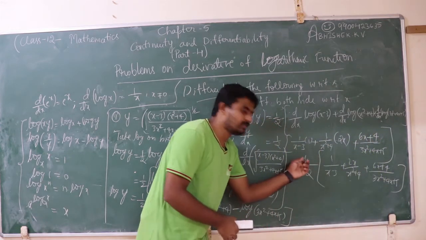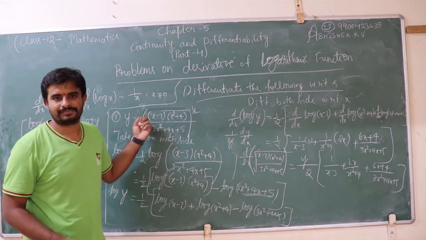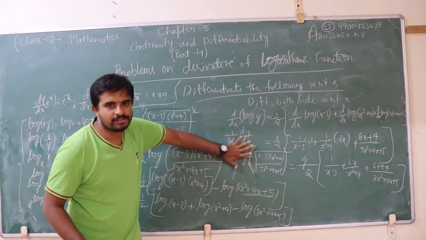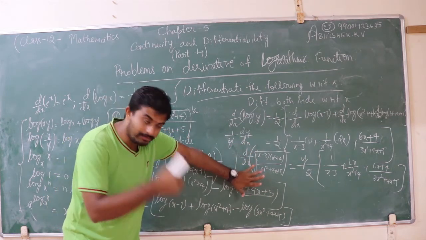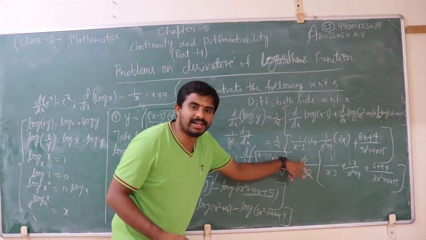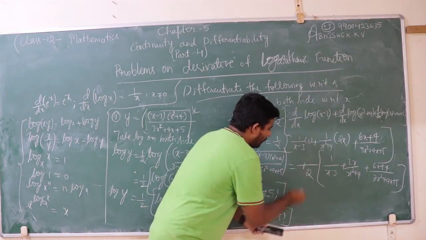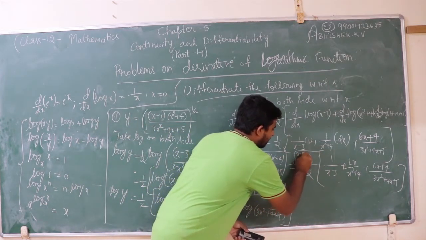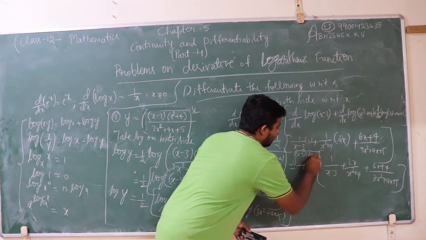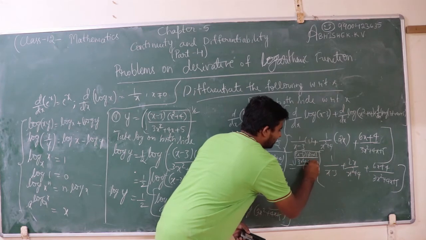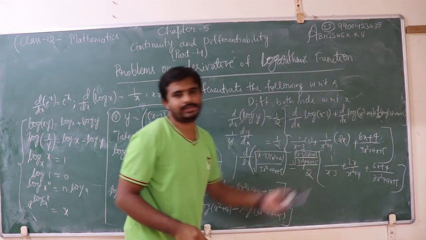We should replace this y. What is y in the given question? We need to find the derivative of this function, so this is not the final answer. This is the final answer. From this also we should replace this y. What is y? Square root of the given expression: y is equal to the square root of (x minus 3)(x squared plus 4) divided by (3x squared plus 4x plus 5), into this.